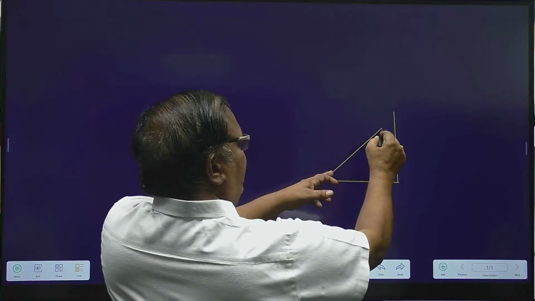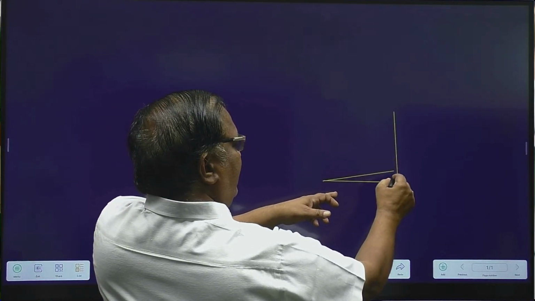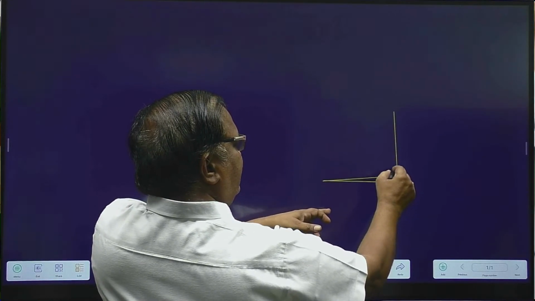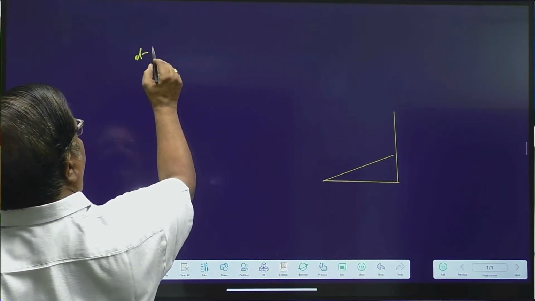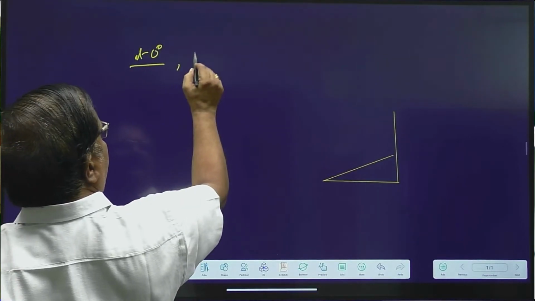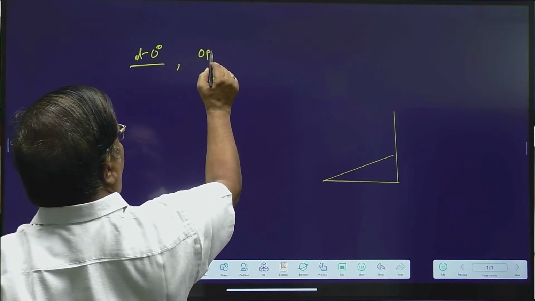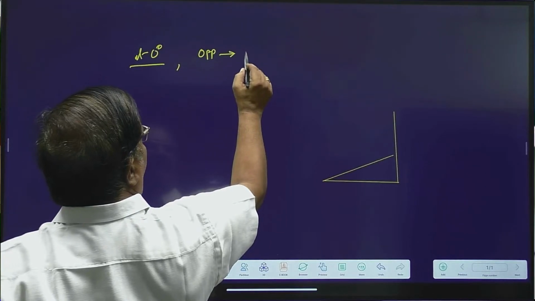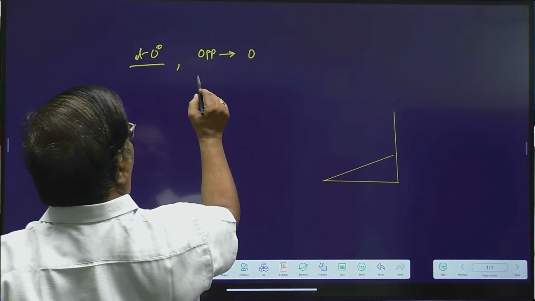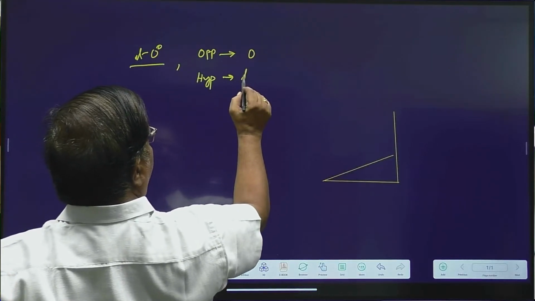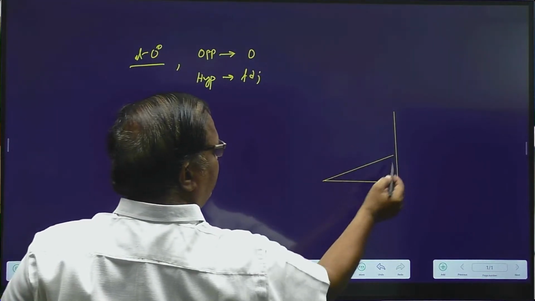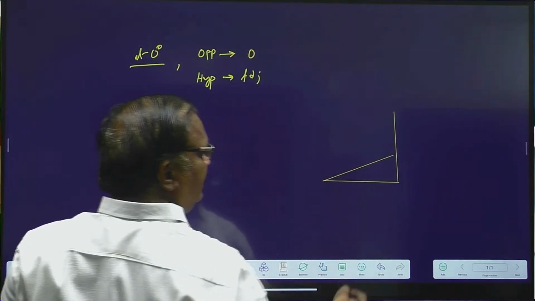Say this is 0 degrees. So if I put it like this, what happened? At 0 degrees, this opposite side, what happened? The opposite side will become 0 and the hypotenuse will become the adjacent side, because this hypotenuse is coinciding with the adjacent side.